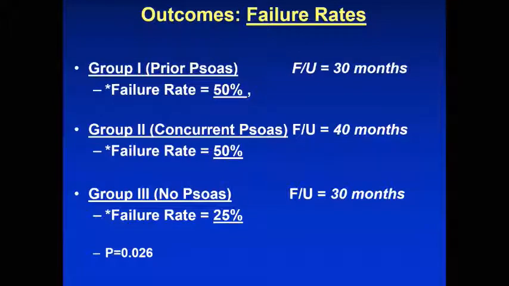So in Group 1, follow-up 30 months, the failure rate was 50%. In Group 2, with a concurrent psoas tenotomy, follow-up of 40 months, the failure rate was 50%. And in Group 3, with a follow-up of 30 months, the failure rate was 25%, and this was statistically significant.